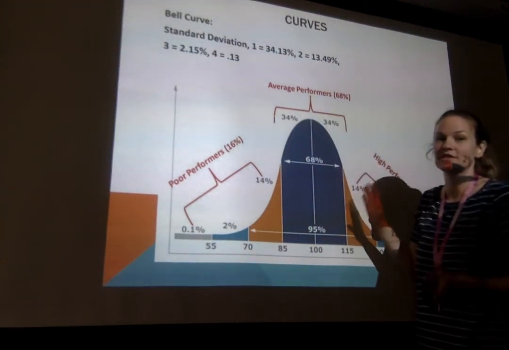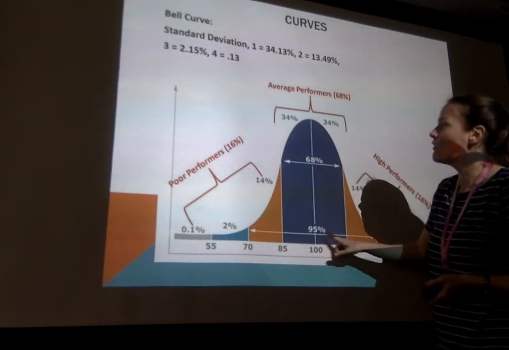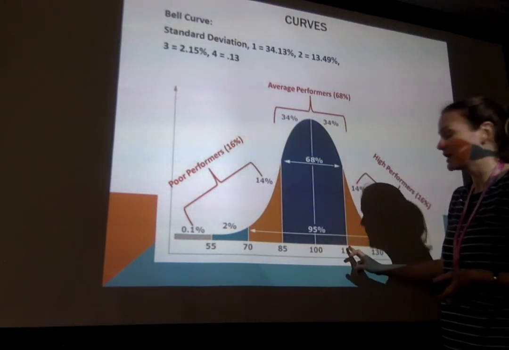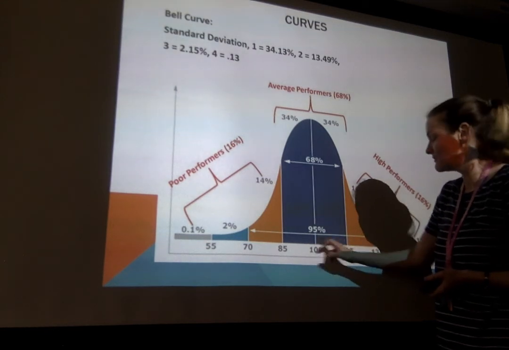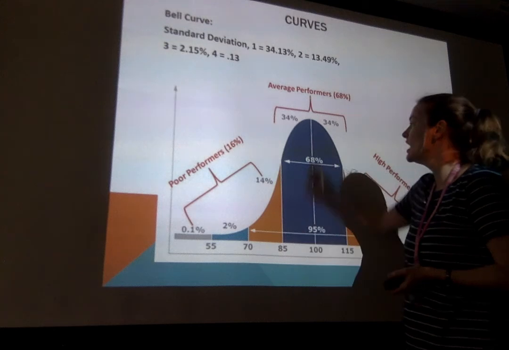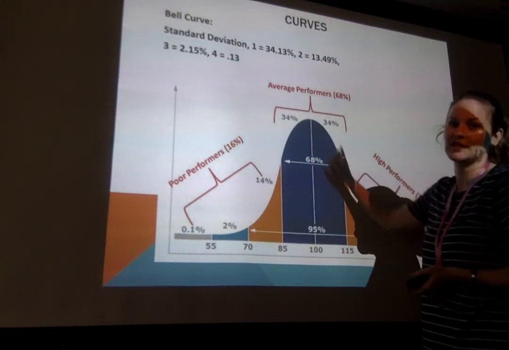And in a typical bell curve, you have 1 standard deviation greater than the mean, and 1 standard deviation less than the mean, and that comprises 68% of respondents.